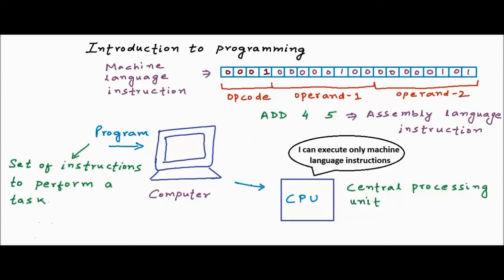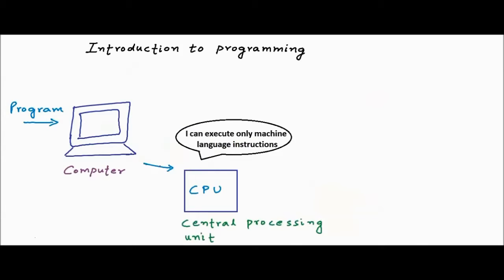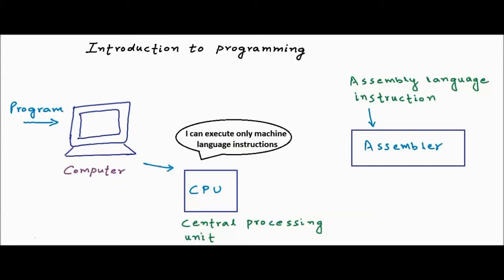But wait a minute, didn't I say that the CPU that has to execute all the instructions will understand only machine language instructions? So how can we write a program in assembly language? Well, you can write your logic in assembly language, and then you can pass the assembly language instructions to a program named assembler, and this assembler will generate machine language instructions corresponding to the assembly language instructions.